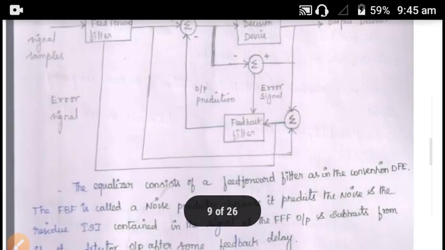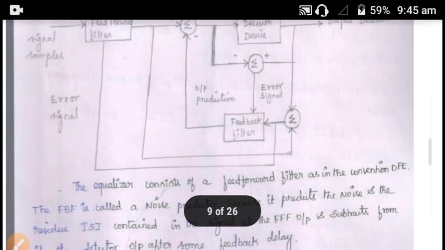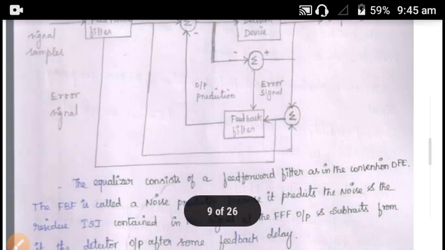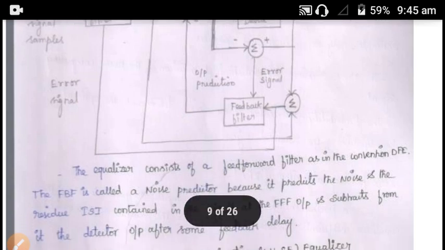Here they are using a feedback filter. It is mainly used to reduce the interference contained in the signal at the output and subtract it from the detector output after some feedback delay.